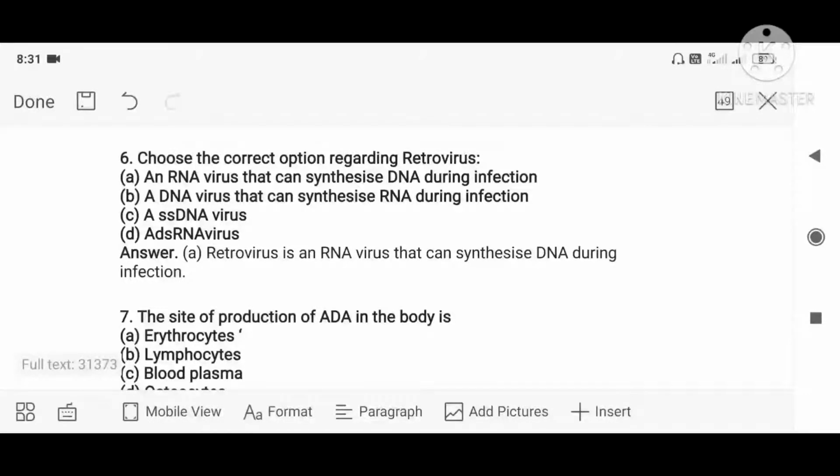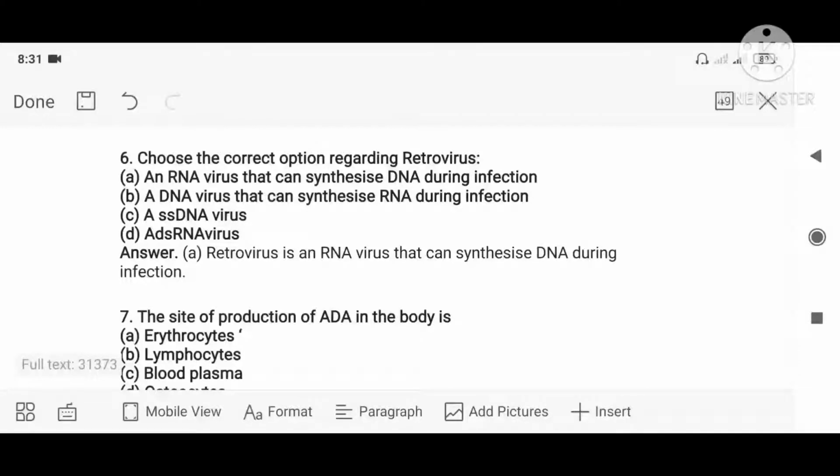So, retrovirus, you know, it is an RNA virus, isn't it? And it gets converted into DNA when it is infecting, when it is getting into our body, like HIV. They get converted into DNA by a process called reverse transcription, in which the enzyme reverse transcriptase plays a major role. So, the answer will be A. Retrovirus is an RNA virus that can synthesize DNA during infection.